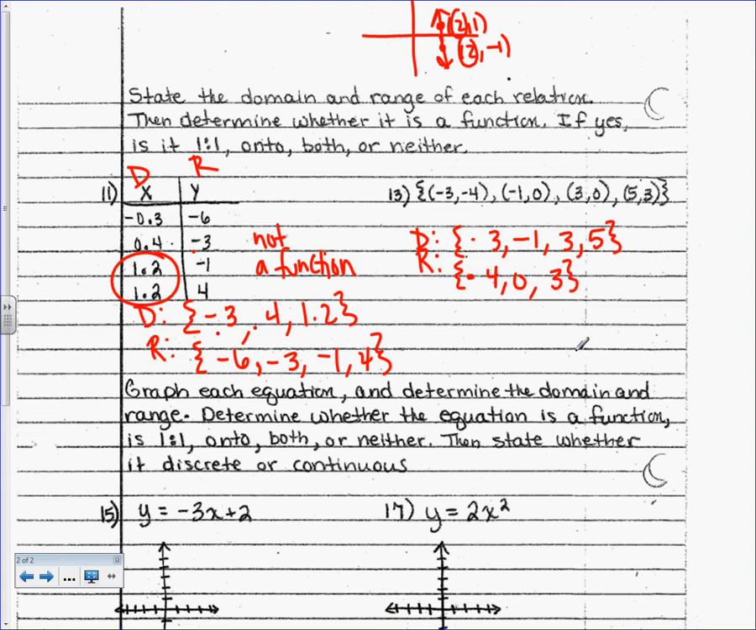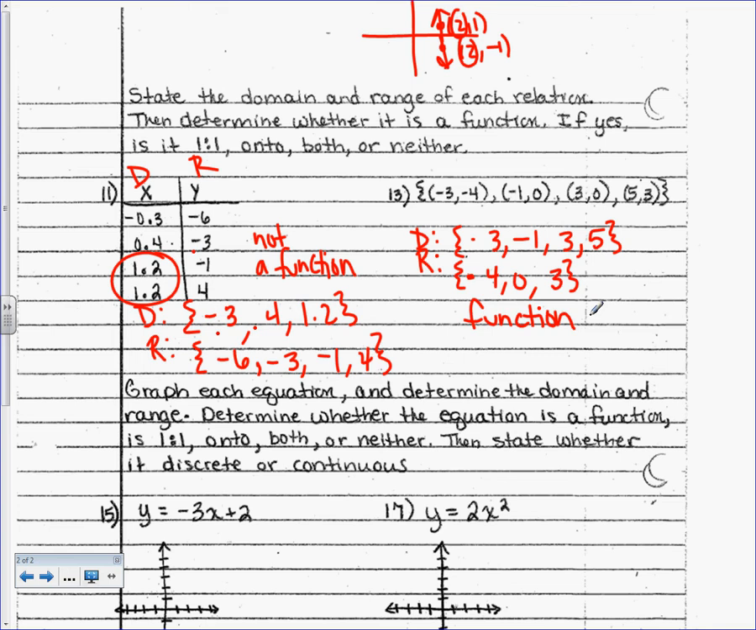So now we have to determine if it's a function. Do any of the x values repeat? -3, -1, 3, and 5. No, they don't. So it is a function. Okay? We will go back and decide what kind of function it is later. I'll go back and explain those. That way, if it's not in the standards anymore, you can skip that part. If it is in the standards, we'll talk about it.